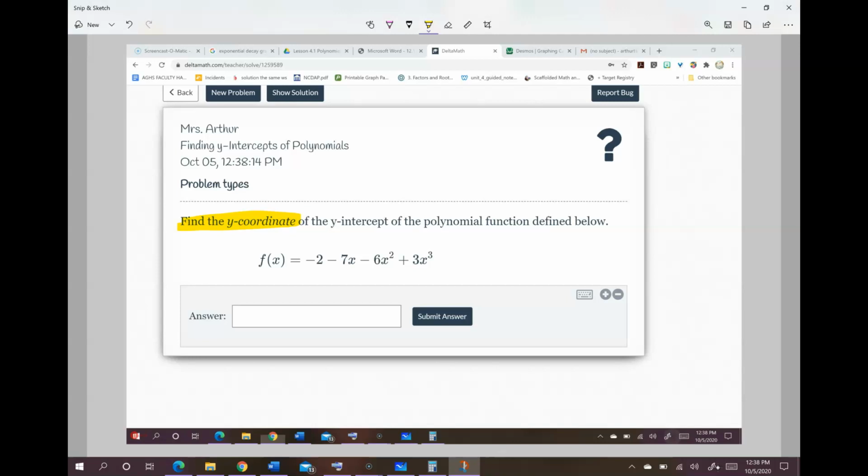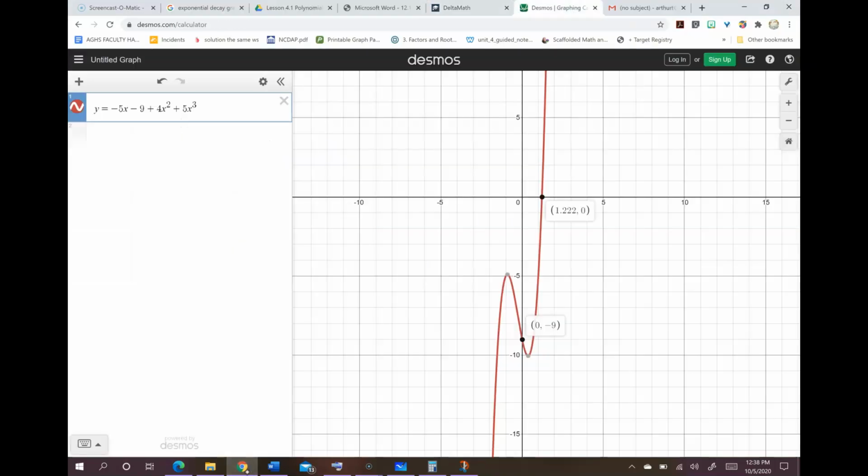So you can find the constant term. Who's my constant term here? Negative 2. Or you can go to Desmos and just find the y value for this. So when I go to Desmos, I'm going to type this in.